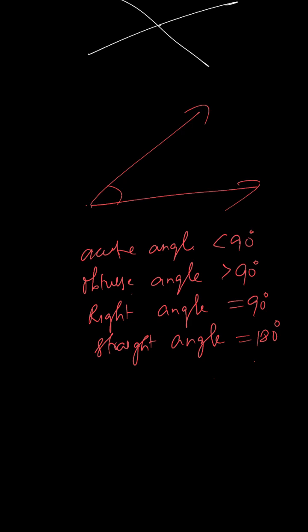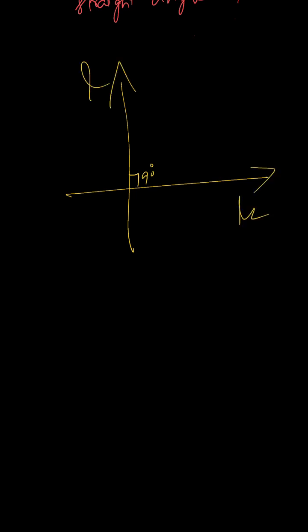Next we are going to see perpendicular lines. Two lines, line 1 and line 2. This is line 1 and this is line 2. If they make an angle of 90 degrees, then L1 and L2 are perpendicular. So L1 is perpendicular to L2.